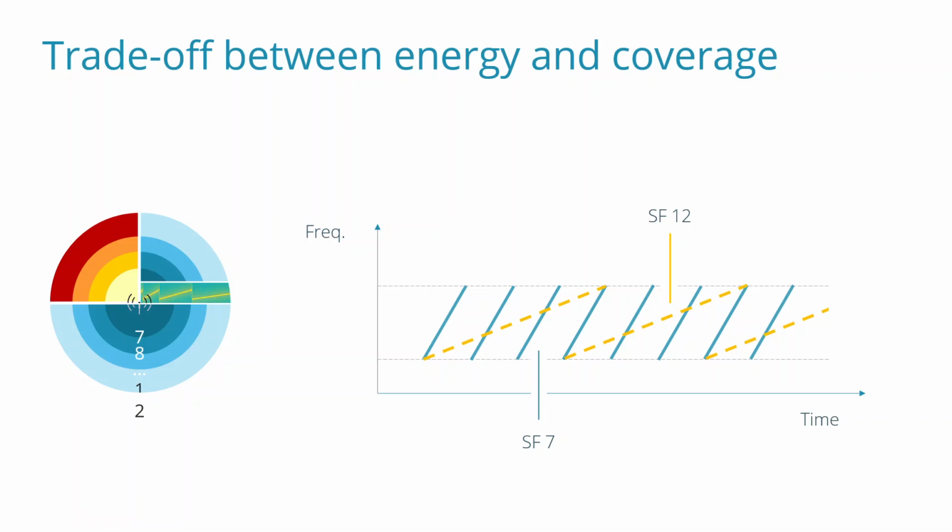By increasing the spreading factor by 1, going from spreading factor 7 to spreading factor 8, for instance, the symbol time is doubled, so the energy required to send the same payload size is approximately doubled as well.